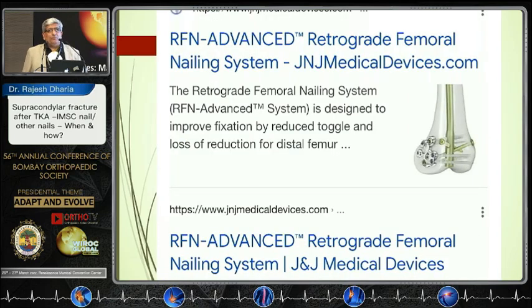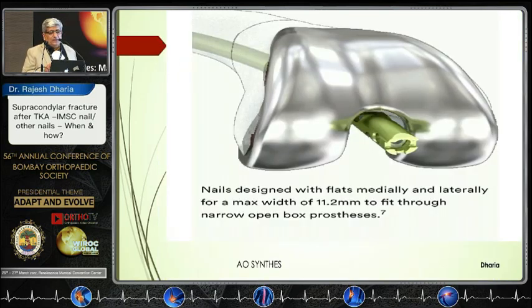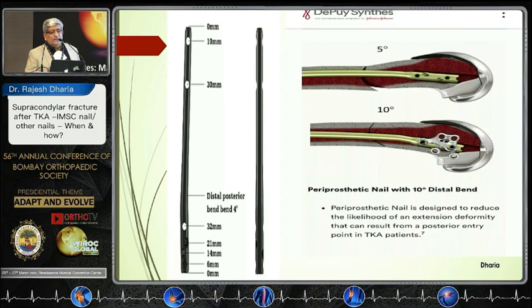I'm just going to brush through a few new nails which can help you. This is a new nailing system with improved fixation by reduced toggle and loss of reduction of the distal femur. As you can see here, the AO has a mediolaterally flattened nail, so the diameter becomes 11.2, so it can fit through a very narrow box. This is another modification of the supracondylar nail, wherein the normal nail is 5-degree curved, but a 10-degree bend in the nail will avoid the extension deformity.